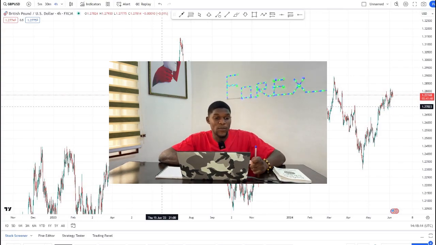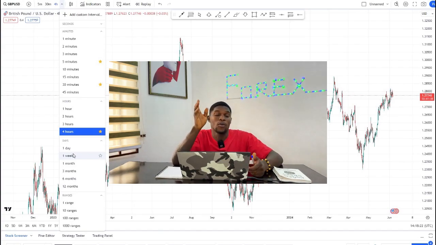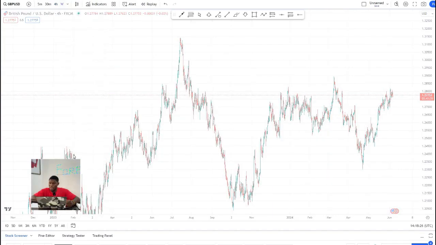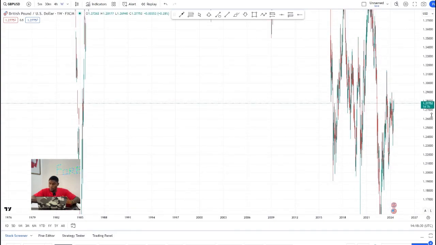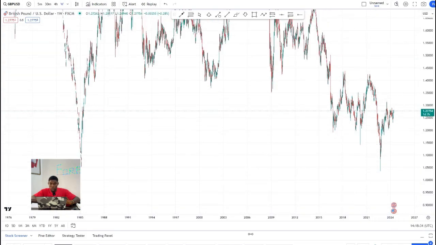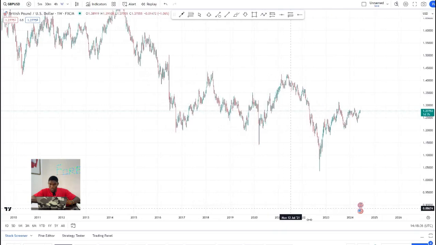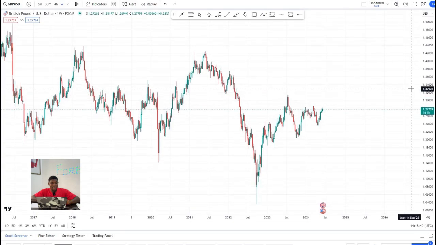So we have GBP USD, actually my favorite currency pair. So what I'm going to do right now is analyze with you guys so that you can also learn how to analyze. The first thing we want to do is to go on the weekly time frame. I told you, the higher the time frame, the more accurate your trading prediction is going to be. You guys understand? So this is actually the weekly time frame.